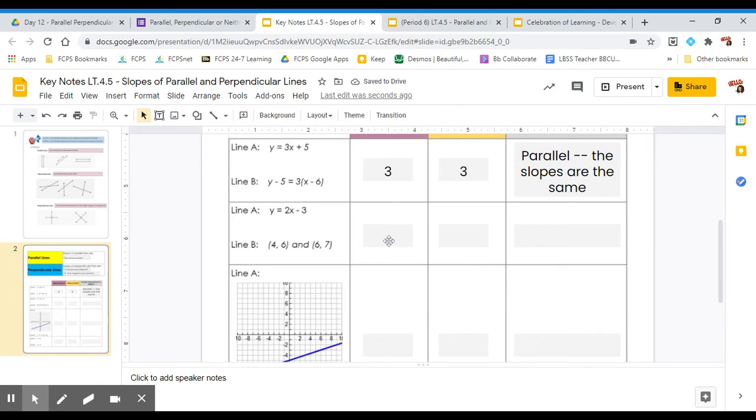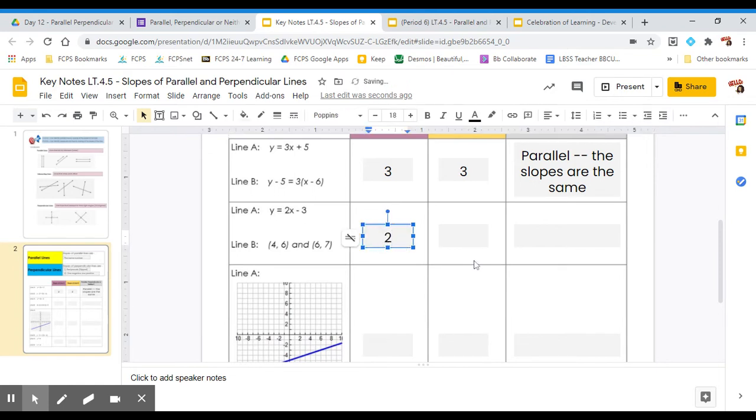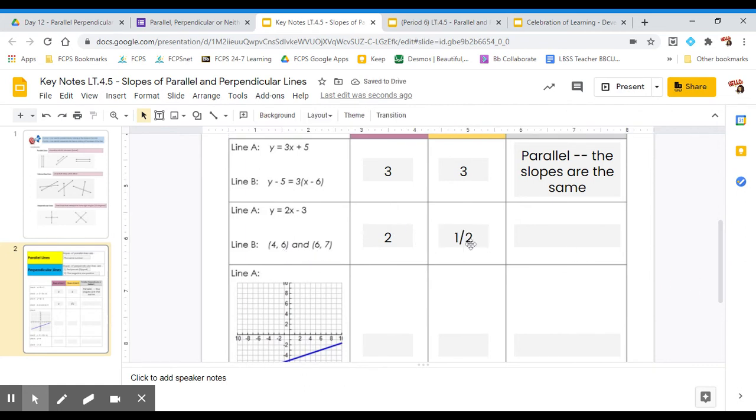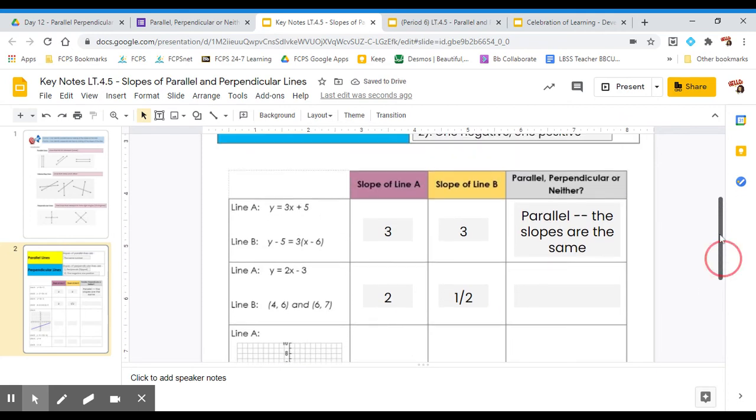For our next one, line A, you can see that the slope is 2. It's the number next to x. For this one, we actually will have to do some calculations. So if I use my formula, y2 minus y1, I get 1. x2 minus x1 is 2. Well, they're definitely not the same, so they can't be parallel.